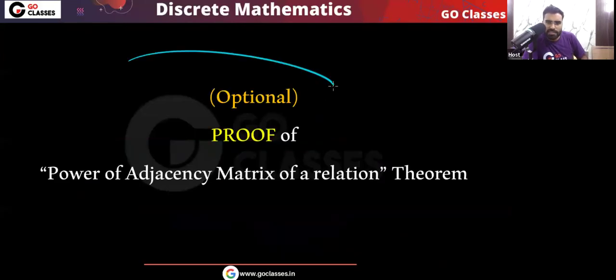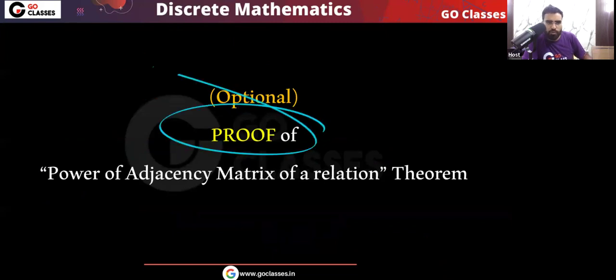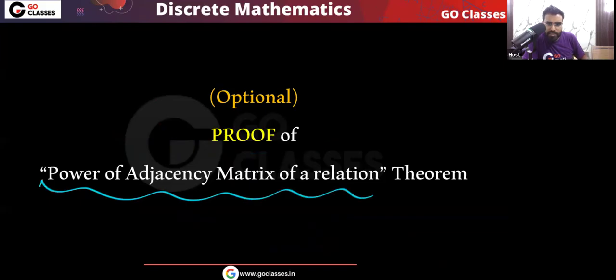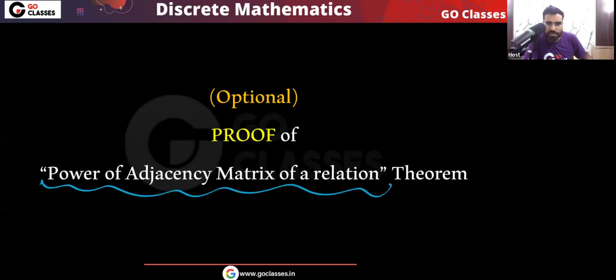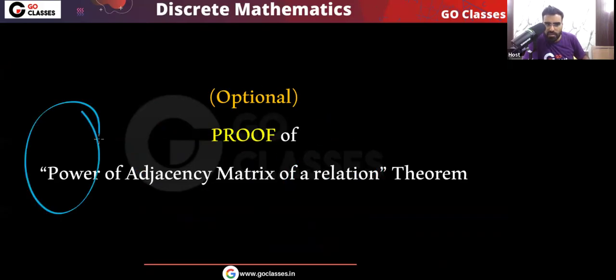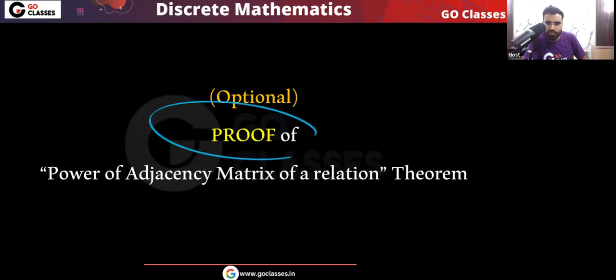Now at the end, let's see an optional topic, that is the proof of the power of adjacency matrix of a relation theorem. In the previous lecture, and also in this lecture, we have seen the power of the adjacency matrix of a relation. For a relation, we have an adjacency matrix. What is the significance of the power of that adjacency matrix, like M power k? What is the meaning of M power k for a relation R? We have already seen that theorem in the previous lecture, and also did a recap in this lecture. Now what is the proof of that? That proof we will see.